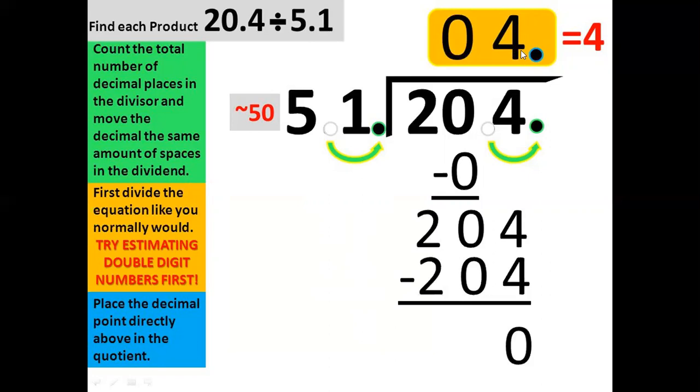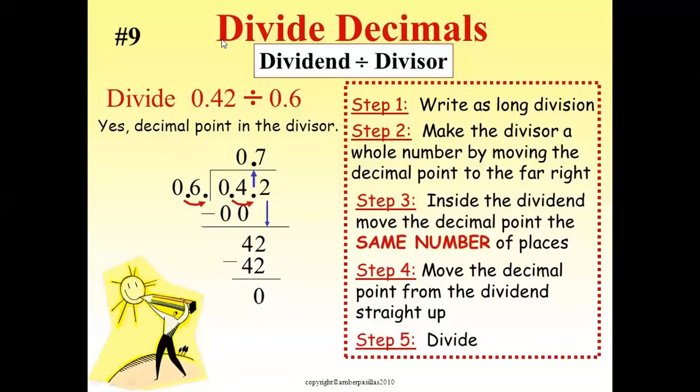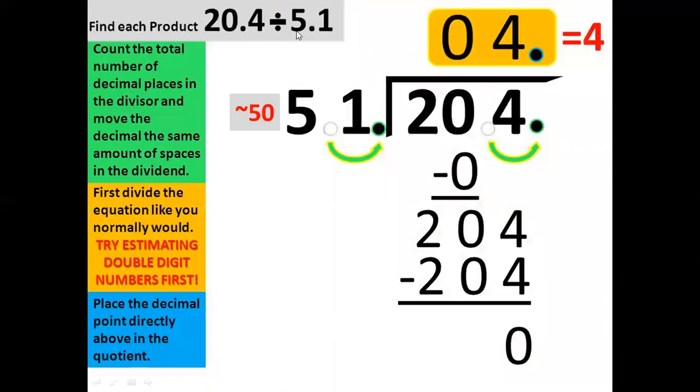But here, there is already a number in front of the decimal point, so we don't need to add the 0. It's not necessary. So 4 multiplied by 51 will give you 204. So 204 minus 204 is 0. So what's the answer for 20.4 divided by 5.1? It is 4 only. You don't say 4.0, you don't say that. 4.0 is 4, so you just say it as 4.